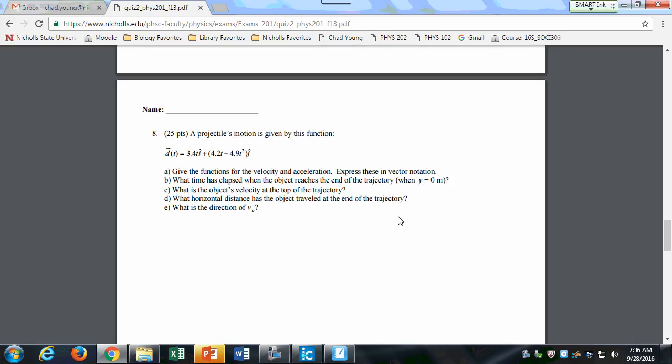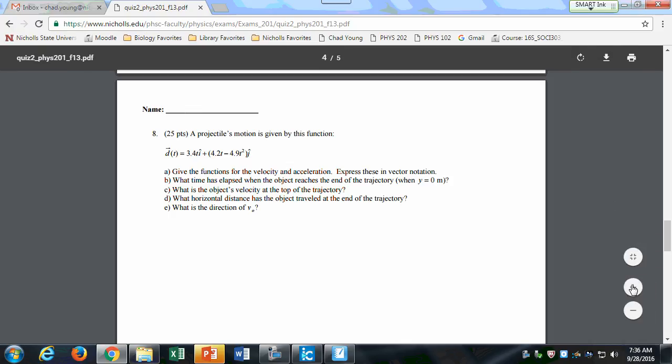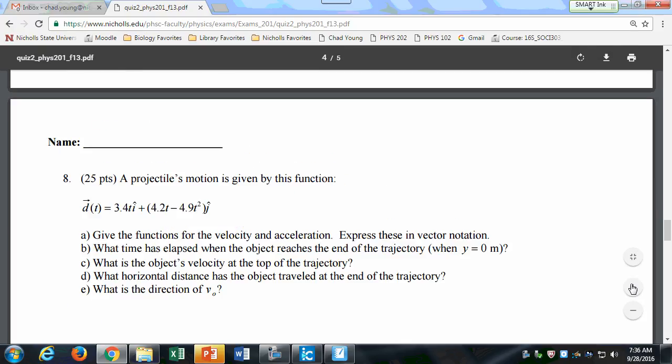You're not going to see a problem like this. This is number 8 on the fall 13 exam, where I give you a function. Here I've given you a function, 3.4 t i, plus 4.2 t minus 1.9 t squared j, and then I ask you to solve various things about that motion. You have the ability to do this, but we haven't done it that much in class, so you're not going to see this.